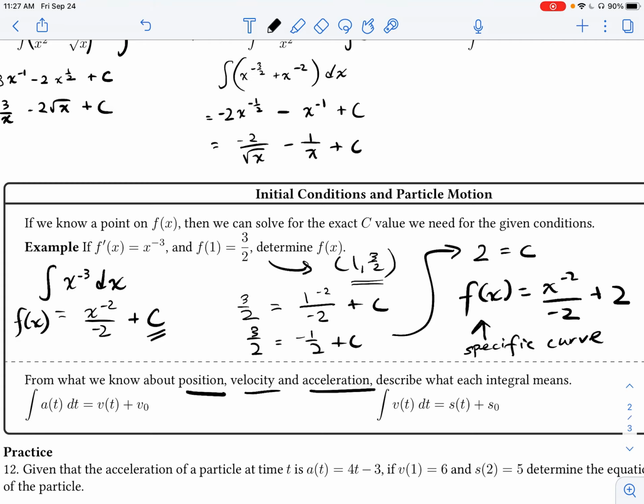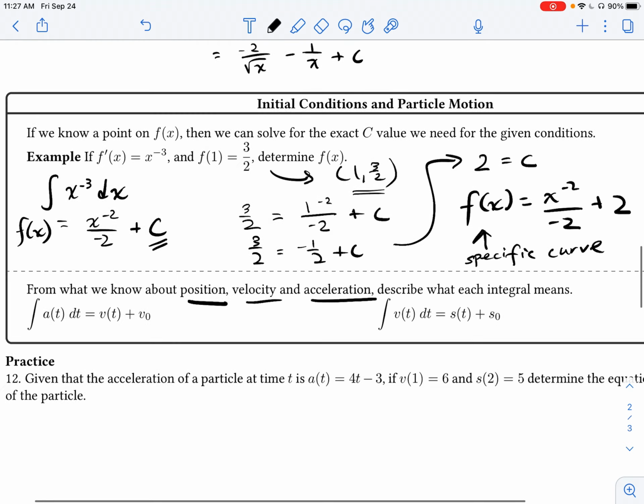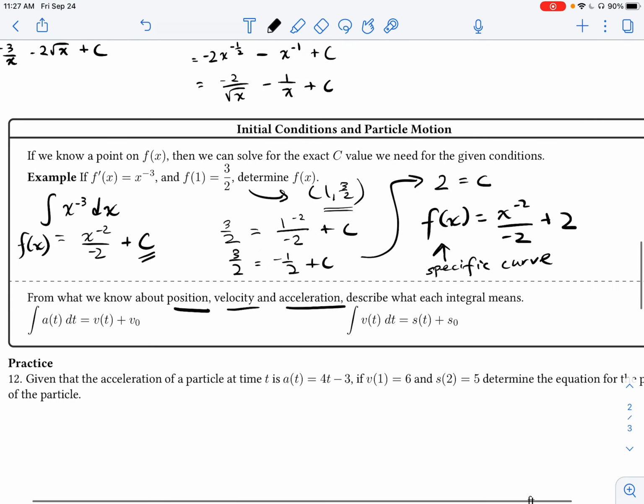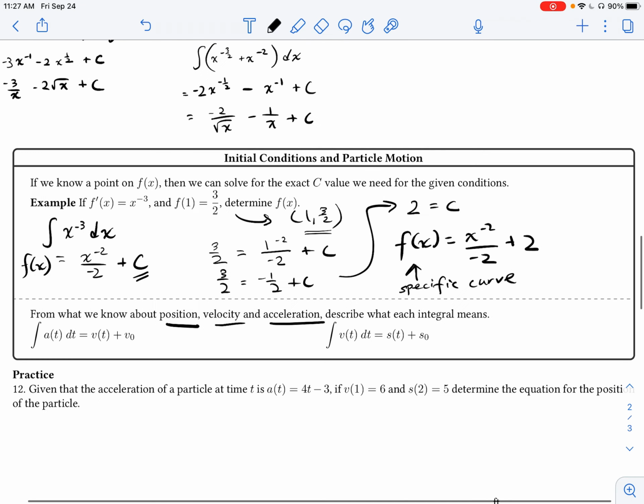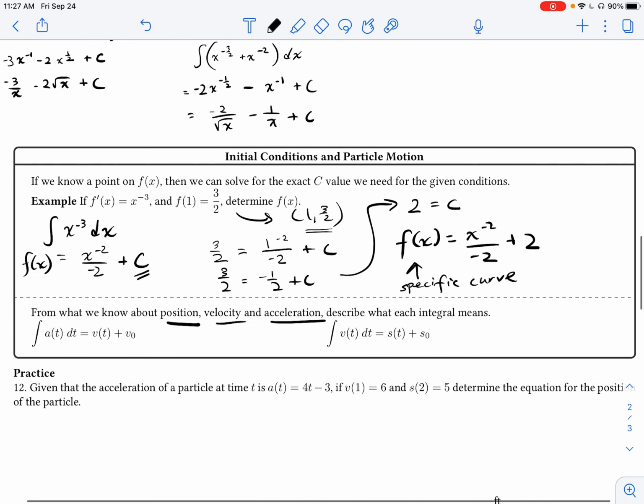So let me try one practice problem with this. Let's try number 12 here. Given the acceleration of the particle at time t, if we're given the acceleration function as such, and we know what the velocity is at t is equal to 1, and we know what the position is at t is equal to 2, then let's determine the equation for the position of the particle. So we've got to kind of move up the ladder, if you will. So if we're given the acceleration function, let's find the velocity function.